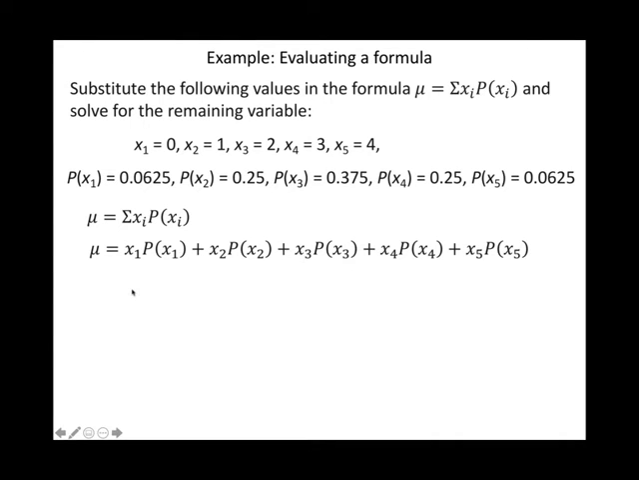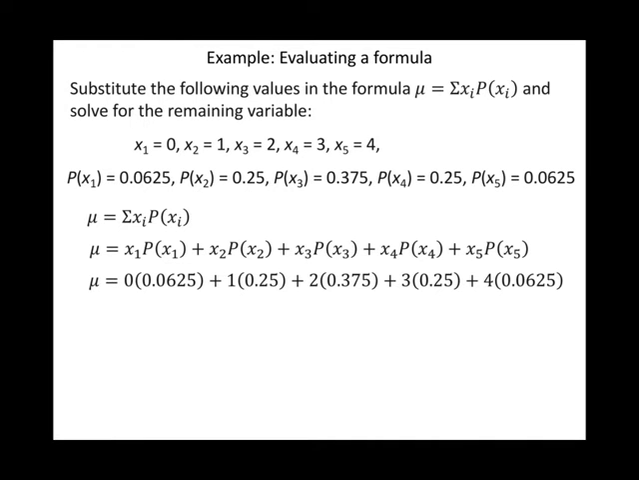So now you're gonna plug in the values. x1 will be equal to 0. P of x1 will be equal to 0.0625. x2 will be equal to 1, times P of x2, which is going to be 0.25. Now we're going to use your calculator. You should get your mean equal to 2 here.